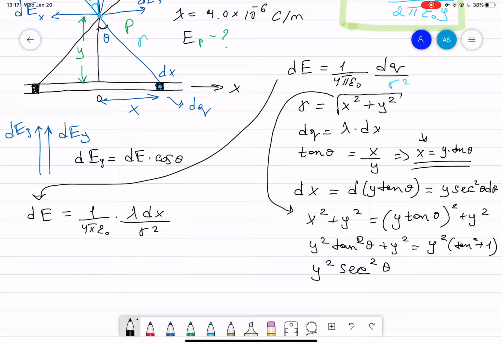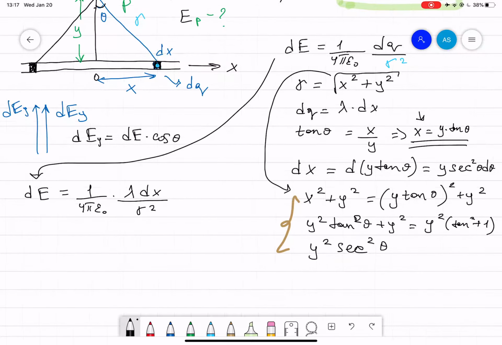squared theta, okay? So let me just highlight it with that one so that we can know that it's related to all these things, okay? Then now I think we can continue, right? After that we wanted to find dE_y, which is dE times cos theta, right?